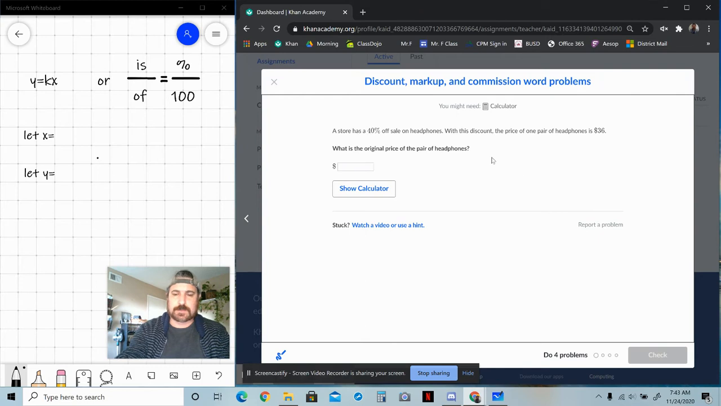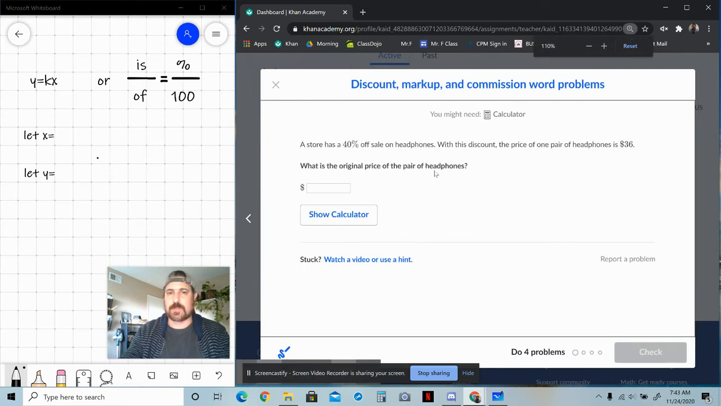So it says here, let me zoom in so you guys can see a little better. A store has 40% off on headphones. With this discount, the price of one pair of headphones is $36. What is the original price of the pair of headphones?